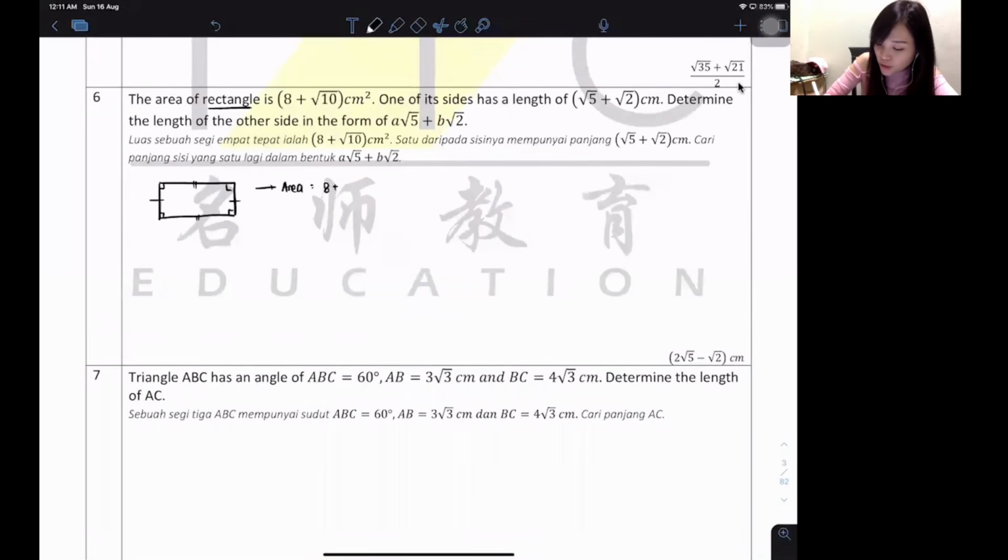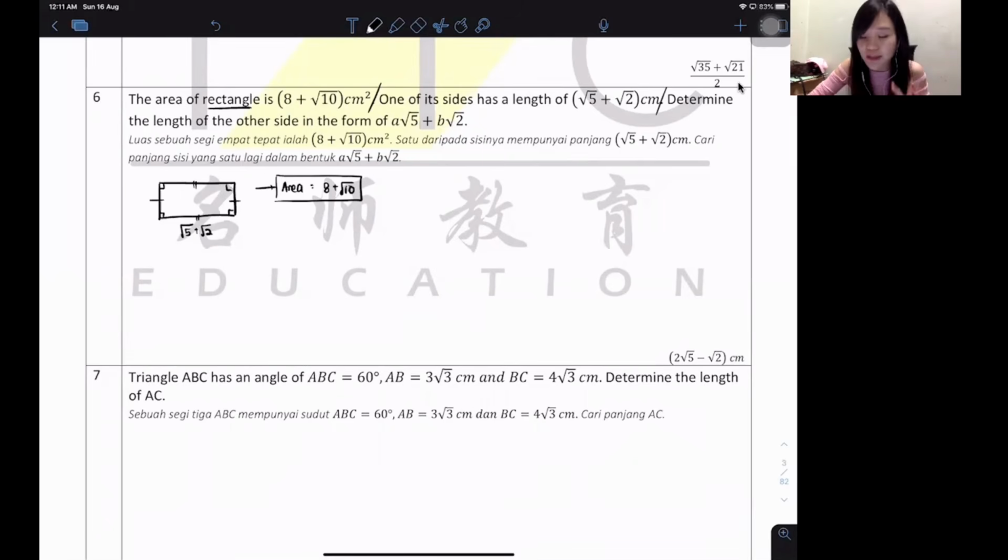The area for this particular rectangle is 8 plus square root 10. That is exactly what they provide, okay? So next, full stop. One of the side has a length of square root 5 plus square root 2. Do you know which side? You don't know. So let's say it's the panjang part lah. I also don't know which one, so I just simply put one of the side. No one will stop you from drawing a wrong thing out, okay, my dear? It's for your own understanding. So bottom square root 5 plus square root 2, top also square root 5 plus square root 2, okay?